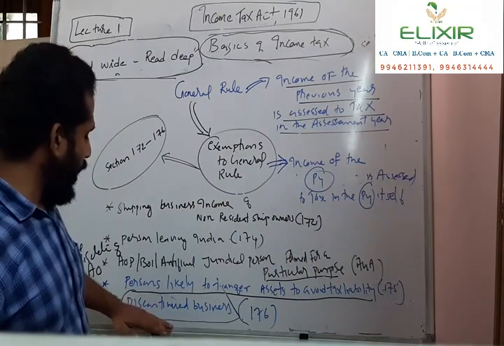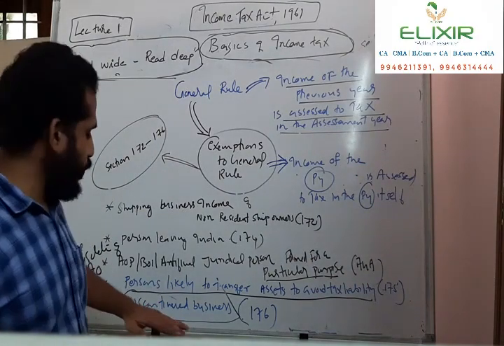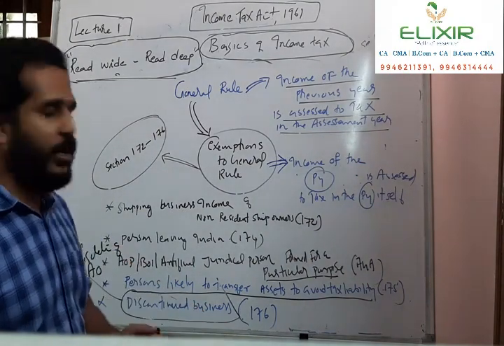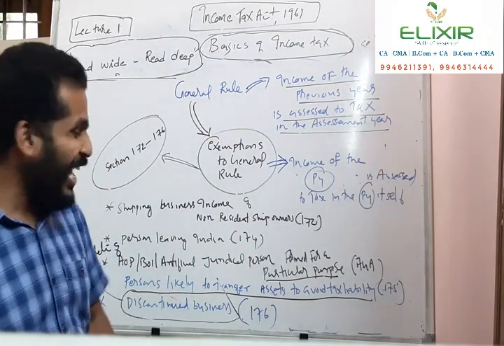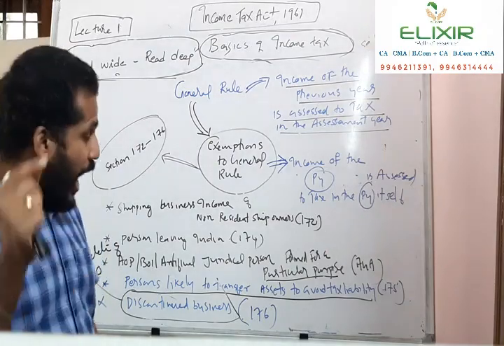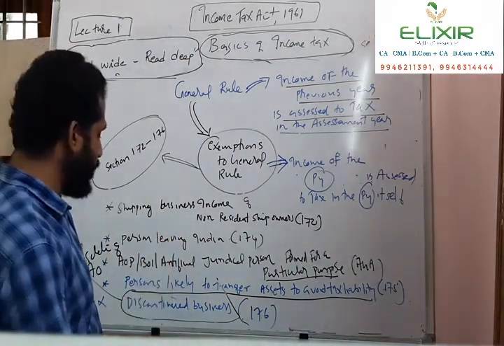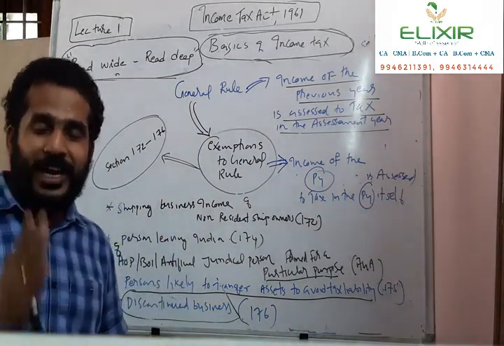And moving to the last point, discontinued business. If the going concern assumption is put to an end and the business is going to be discontinued, at the discretion of the assessing officer, the income of such business will be taxed in the previous year itself.